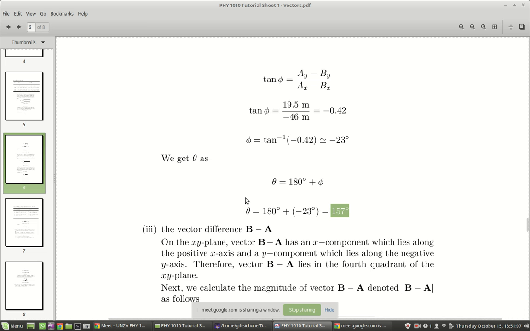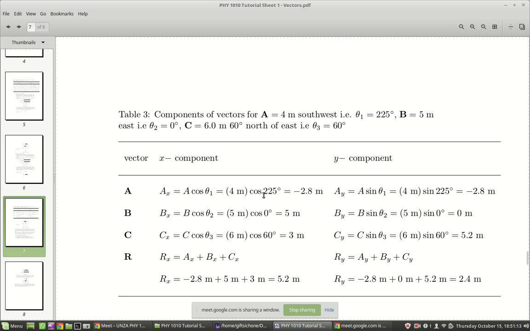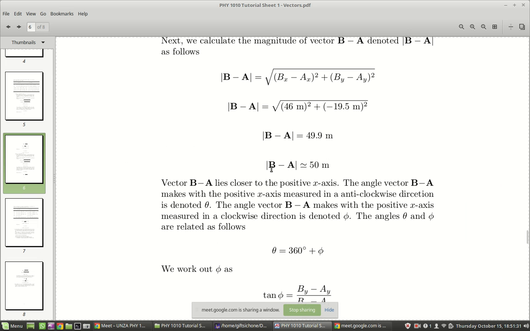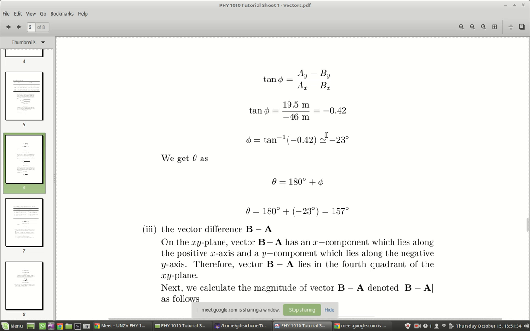If you were in the third quadrant, as you have seen, one of our vectors is in the third quadrant, I think. This one, vector A, minus 2.8, minus 2.8. So in the third quadrant, if you divide AY divided by AX, you get a positive number. Then you end up having a positive angle. So in the third quadrant, your angle phi is positive. So if we were in the third quadrant, this phi would have been plus 23. So if you brought it here, it would have been 180 plus 23.